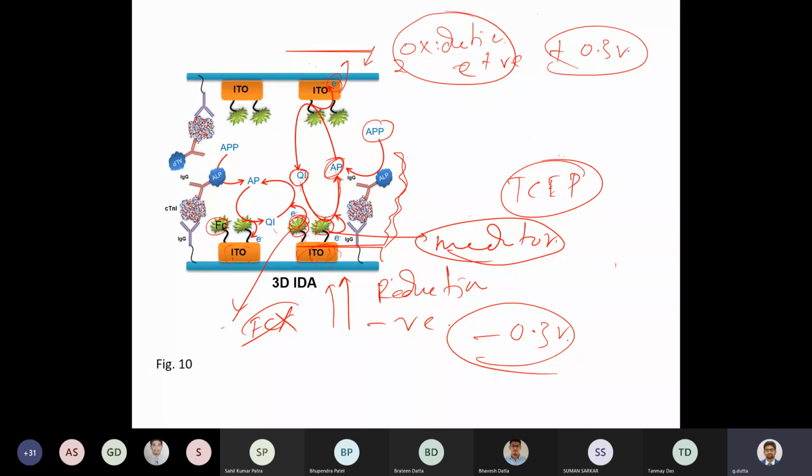Yes, sir. But if FC is on both sides, then both of the plates should act as reduction. Yeah, I think it is better not to use the FC. Then from one side we can apply oxidation and the other side we can apply reduction. Right. So please remove this FC from here.